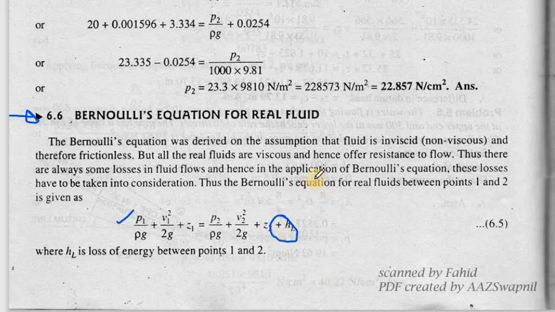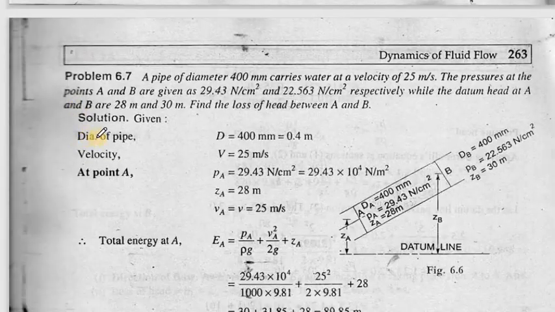It will have some viscosity and hence it will offer some resistance to flow. This HL is the only thing which we are adding. The rest of the equation is the same as Bernoulli's equation. HL is the loss of energy between 1 and 2, the loss of energy which is happening from 1 to 2. Based on this, there are also some numericals which we need to do. So we'll start with the numerical.